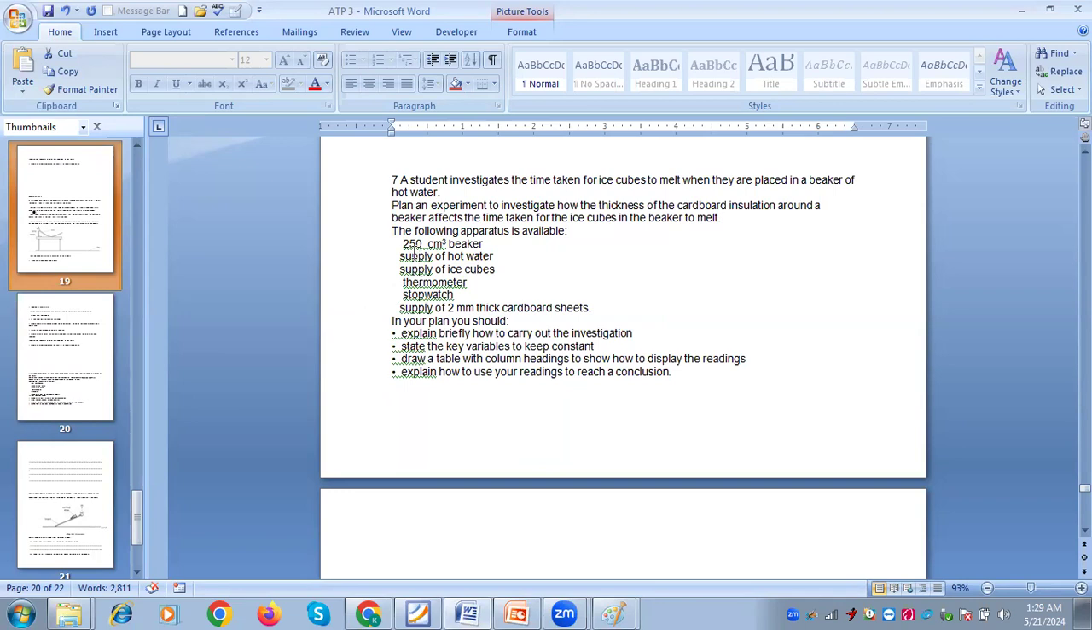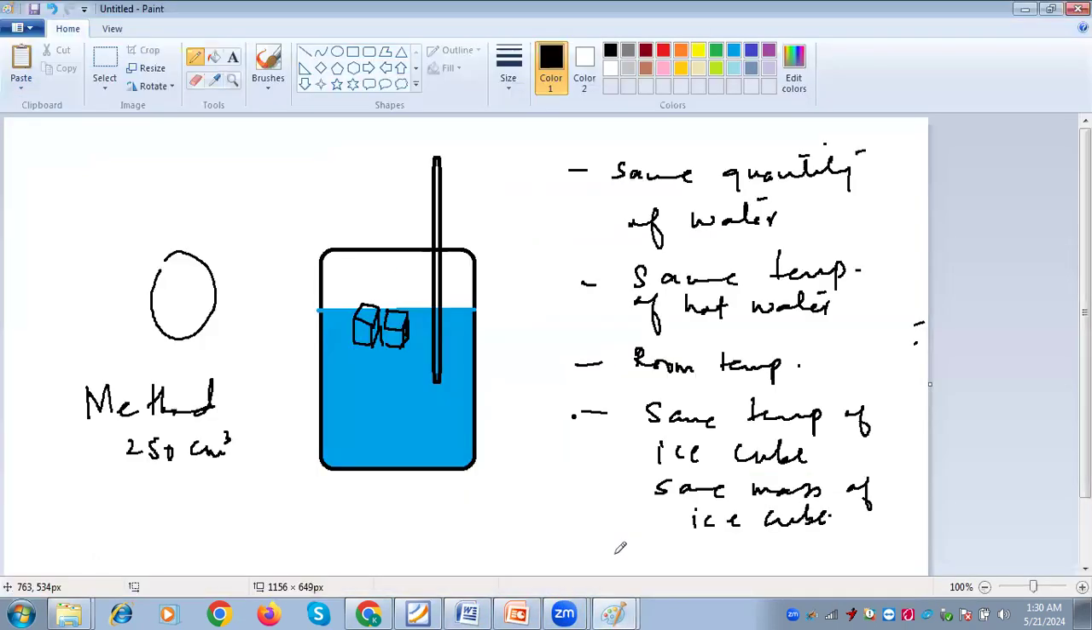Or if you take 50, you can easily take 5 readings. So if you take 50 cubic centimeter of water, you can take 5 readings from this. Every time you will take 50 cubic centimeter of hot water at the same temperature. If it is boiling water, it means every time the water should be at 100 degrees Celsius. So you will use 50 cubic centimeter of hot water.